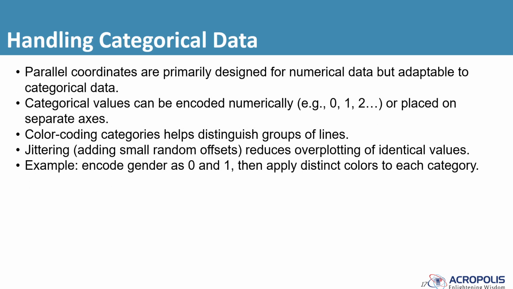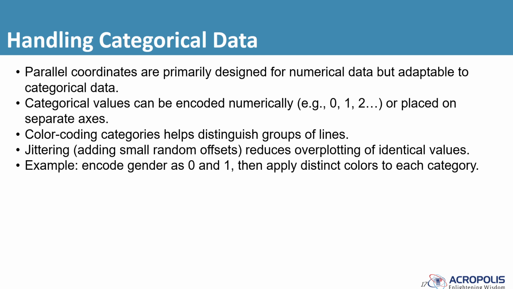Handling categorical data. We have different types of data, but handling categorical data is a major part of parallel coordinates. These plots are primarily designed for numerical data but are adaptable for categorical data. Categorical data can be encoded numerically, for example, 1, 2, 3, and 0, with separate axes.